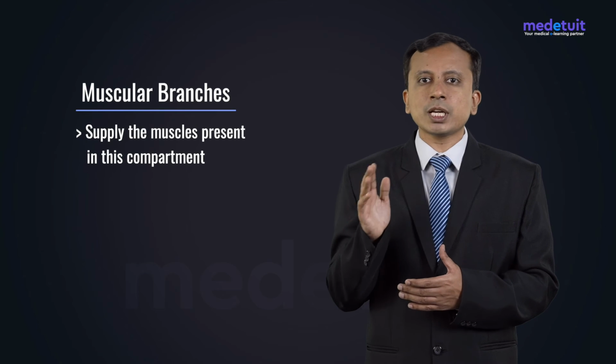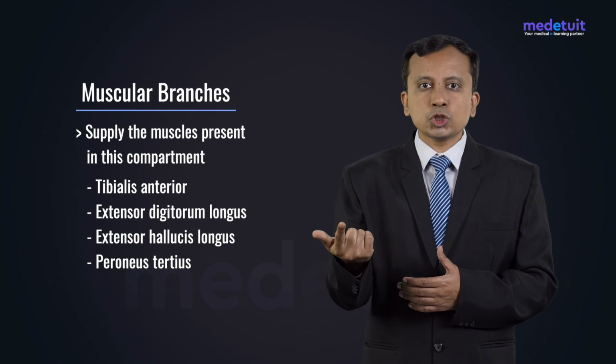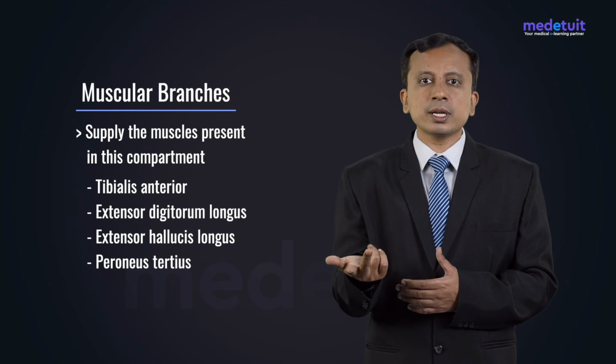Branches from this nerve are muscular branches and articular branches. The muscular branches supply the muscles present in this compartment like tibialis anterior, extensor digitorum longus, extensor hallucis longus and peroneus tertius. The articular branch supplies the ankle joint.